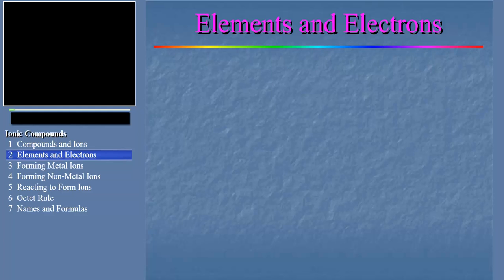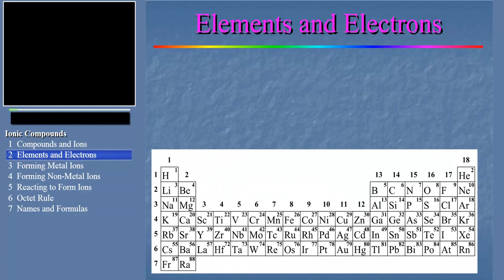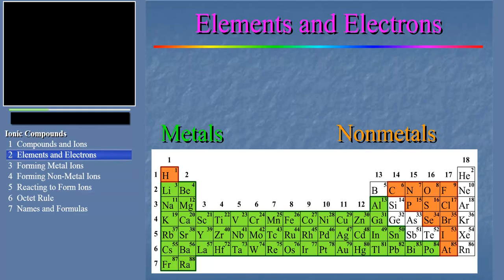We can use the periodic table to help us understand how ionic compounds form. As you recall, this table collects elements of similar chemistry together. Now, we can actually group elements in different ways. For our purposes today, let's divide the elements into two major groupings, the metals and nonmetals. Metals appear on the left and lower parts of the table. Nonmetals constitute a smaller group of elements on the upper right.